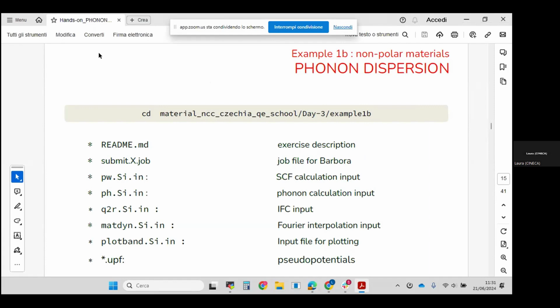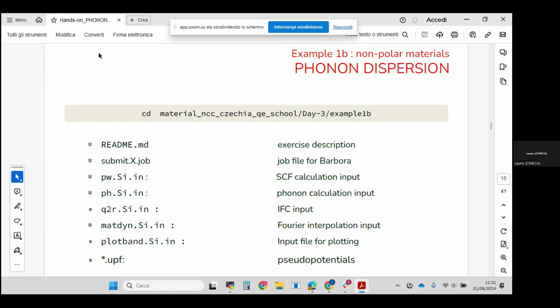So you saw during the lecture that for phonon dispersion it can be more convenient to compute the interatomic force constants by using Fourier transform and interpolation. Let's see the workflow that you need in order to do it with the phonon code. This example is provided in the folder example 1b.